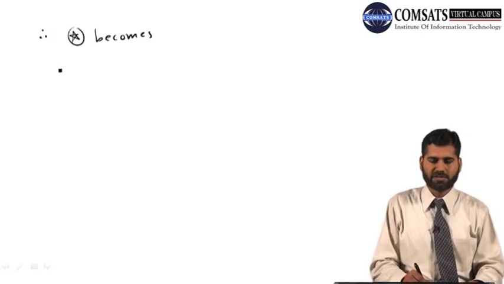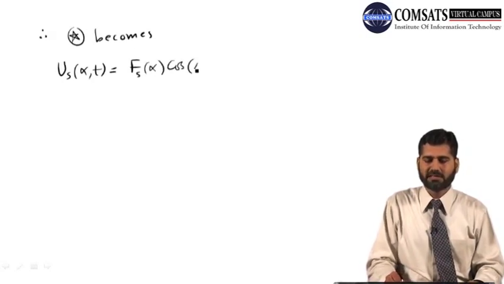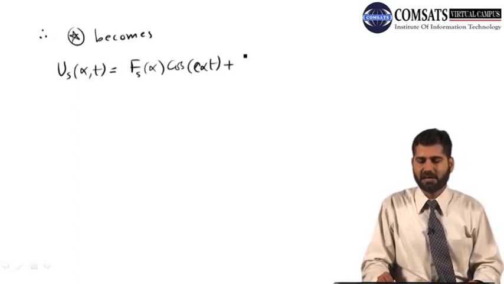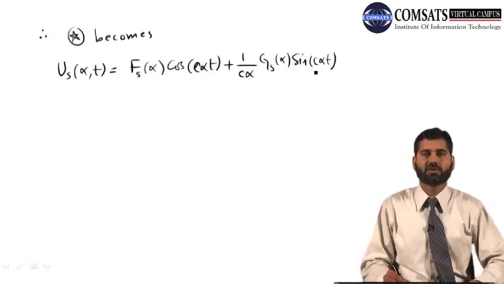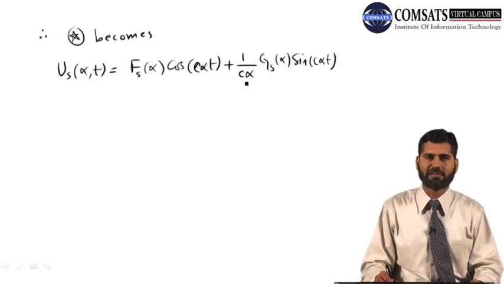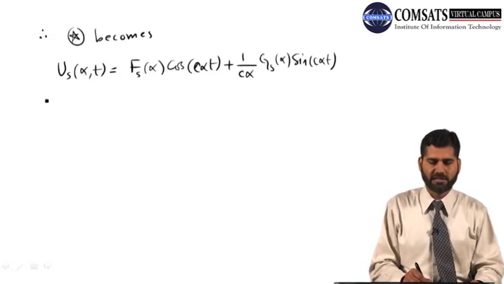Therefore star becomes U_s(alpha, t) = A(alpha) cos(c alpha t) + B(alpha) sin(c alpha t), which comes out to be F_s(alpha) cos(c alpha t) plus 1 over c alpha G_s(alpha) sin(c alpha t). So this is your solution, where F_s and G_s are the Fourier sine transforms of small f(x) and g(x) respectively. Now you need to take the inverse Fourier transform, right?